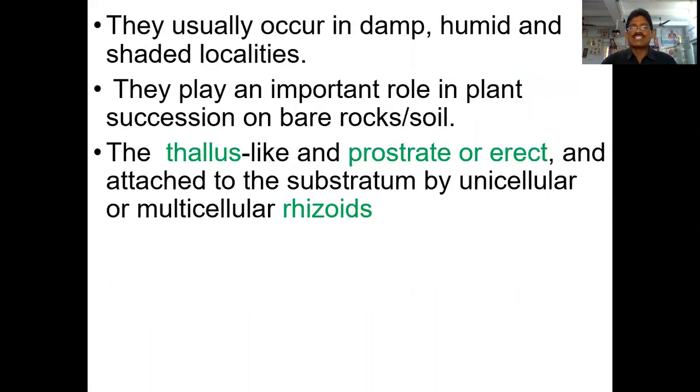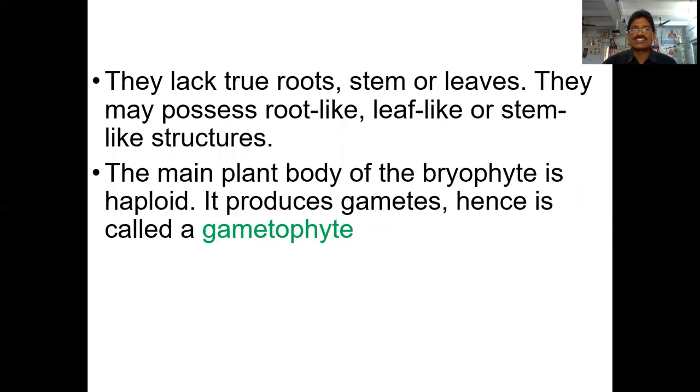They usually occur in damp soils, humid and shaded localities. They play an important role in plant succession on bare rocks and on the soil. The plant body looks like a thallus, prostrate or erect, and is attached to the substratum by unicellular or multicellular rhizoids. They lack true roots, shoot and leaves, though they may possess root-like, leaf-like or stem-like structures.